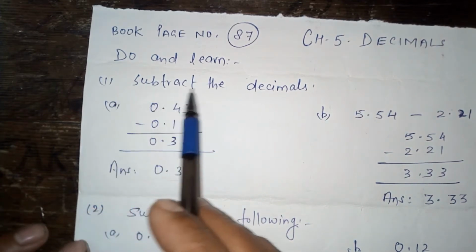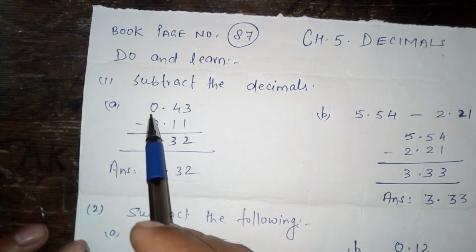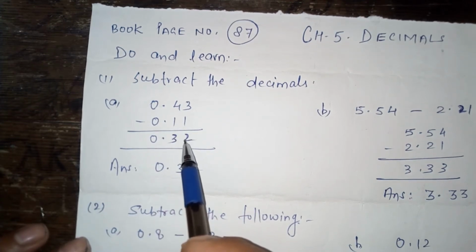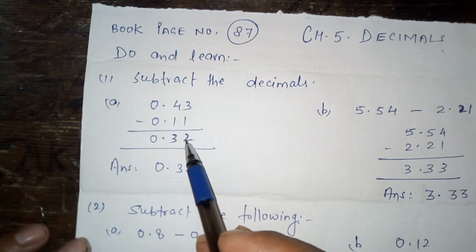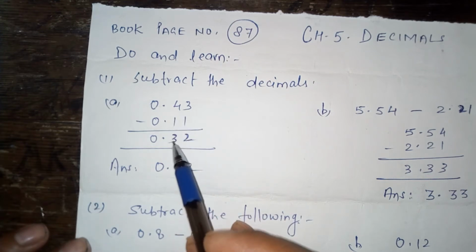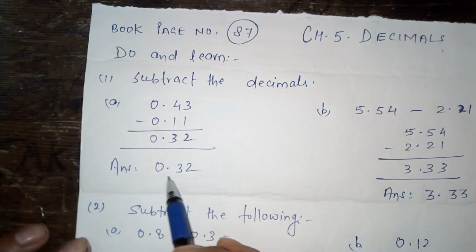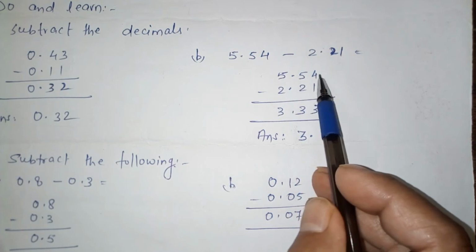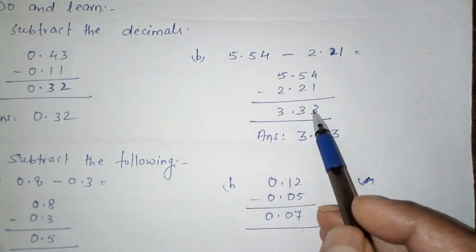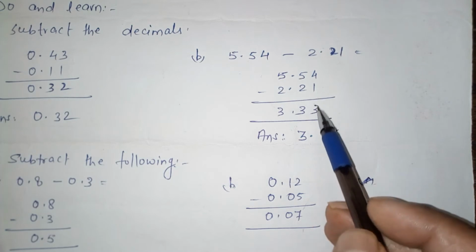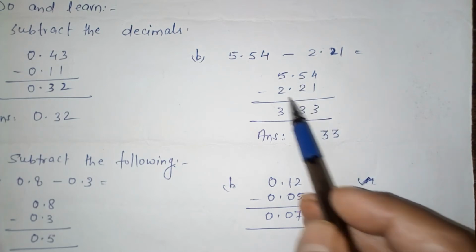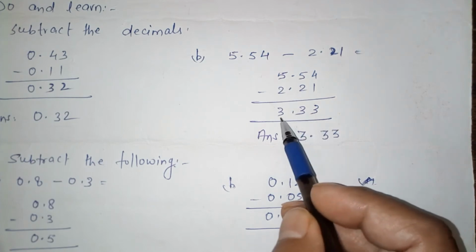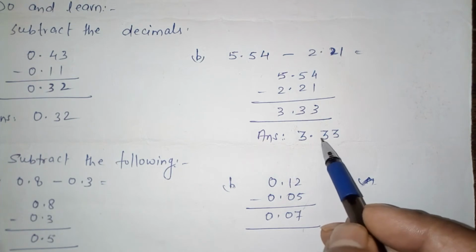Question number 1. Subtract the decimals. 0.43 minus 0.11. After subtraction, we will get 3 minus 1 is 2, 4 minus 1 is 3. 0.32 is the required answer. Okay. Your next question is 5.54 minus 2.21. After subtraction, 4 minus 1 is 3, 5 minus 2 is 3, and 5 minus 2 is 3. Answer is 3.33. 3.33 is the required answer.